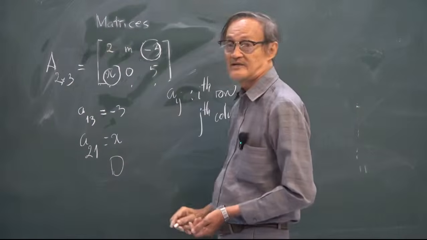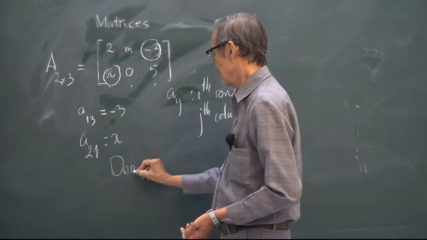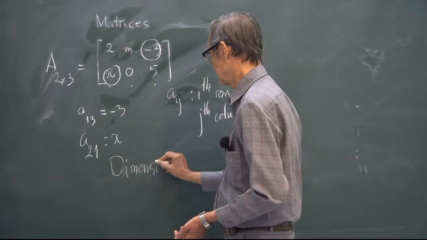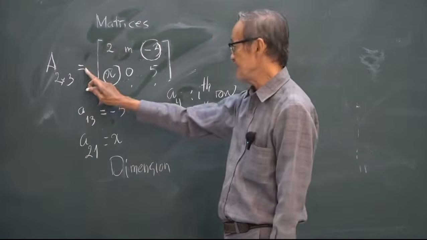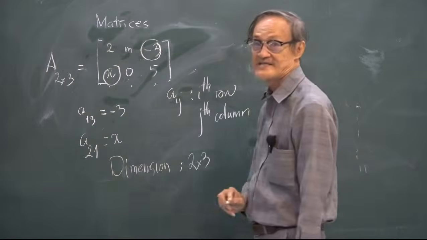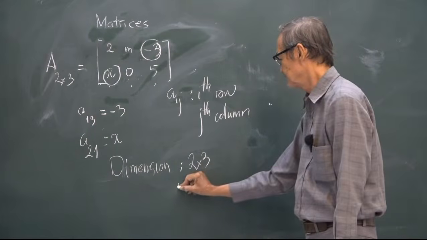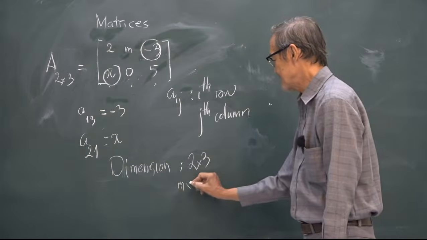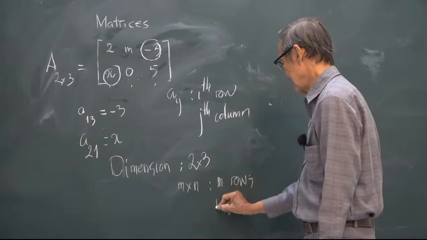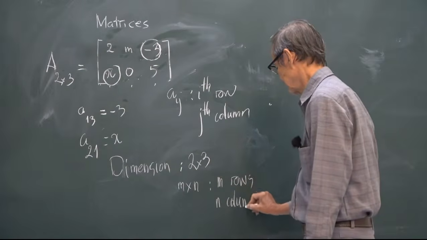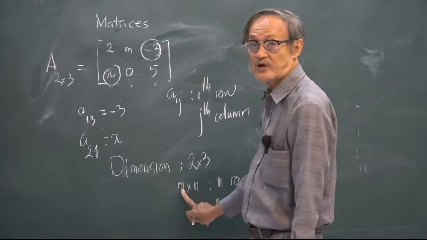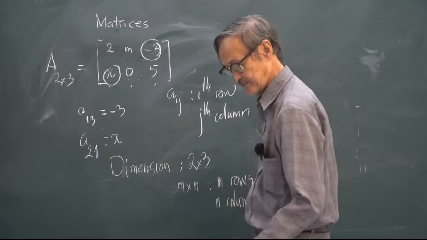And we call the dimension of the matrix A 2 times 3. In general, m times n, m rows and n columns. Okay. Row first, then column.